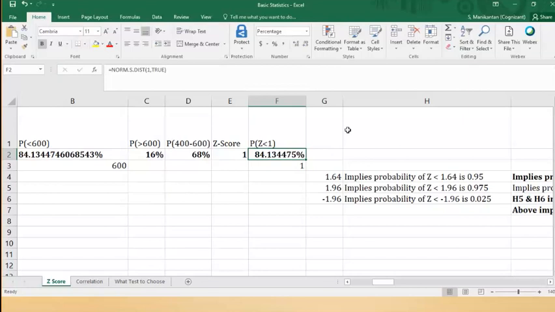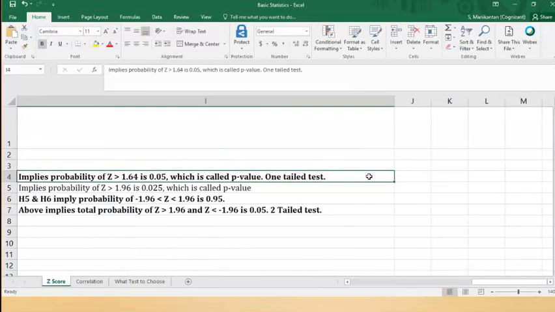When I convert all the x values to the equivalent z score, the distribution so formed is called a standard normal distribution. The mean of the standard normal distribution will be 0. It means the probability of z being less than 0 is 0.5 and z being greater than 0 is also 0.5. Another thing you can observe is that the probability of z being less than 1.64 is 0.95. This implies the probability of z being greater than 1.64 is 0.05. So the 0.05 is called a p-value or significance level.